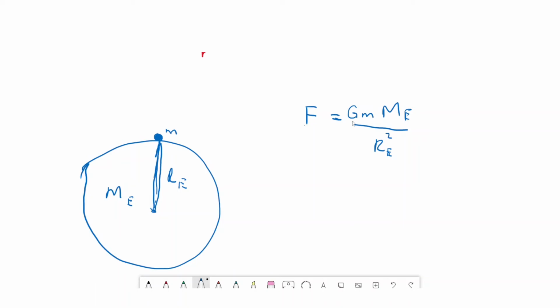Now, if you think about it, G is a constant, M is constant, and r_e is constant. So I can rearrange this and say this is equal to m multiplied by G M divided by r squared e.